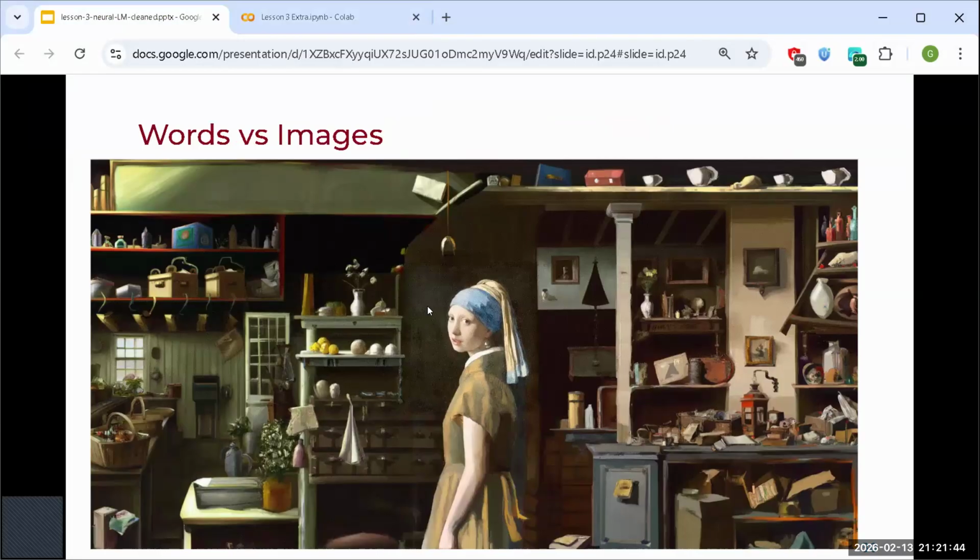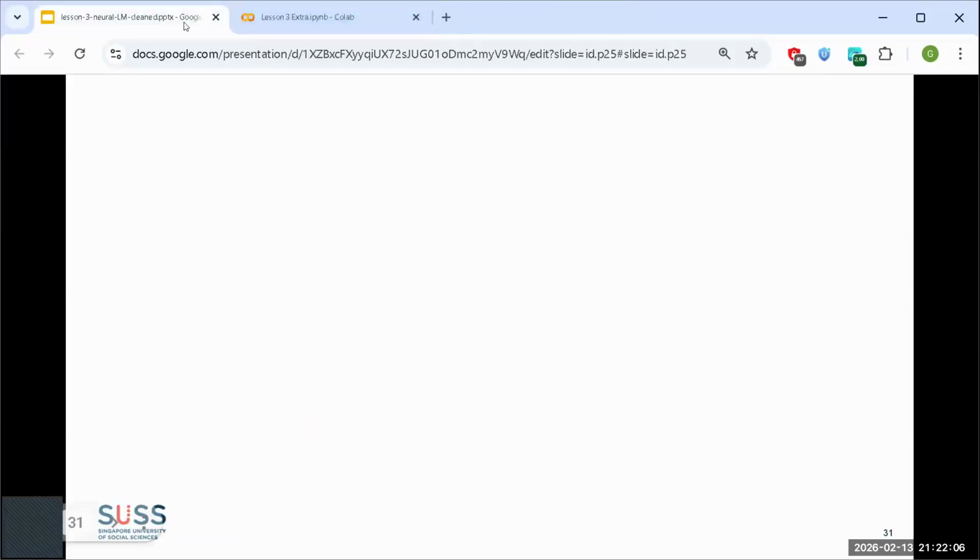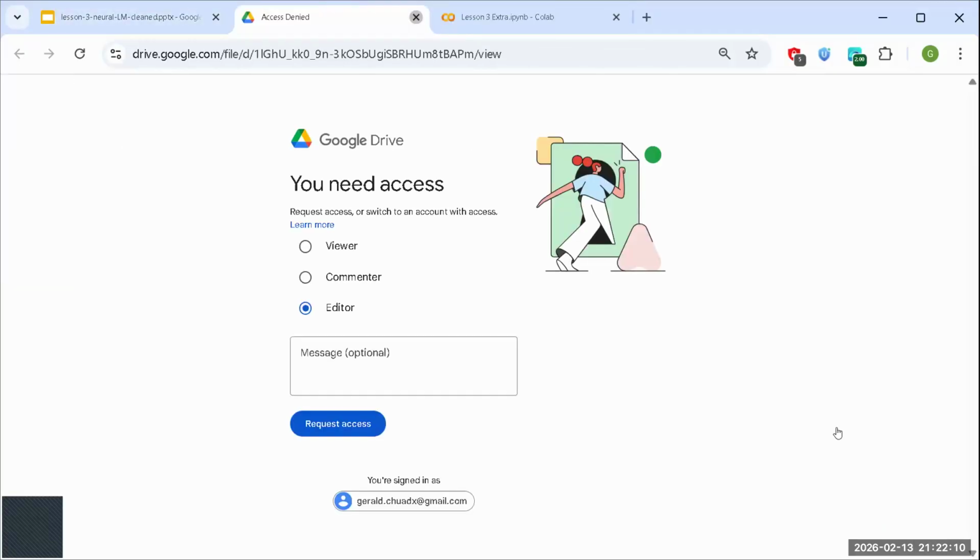Okay. So the last thing you may think about is why is the topic about words, why did I show the CNN? Why did I show images? So let's think about what is the similarity between words and images.